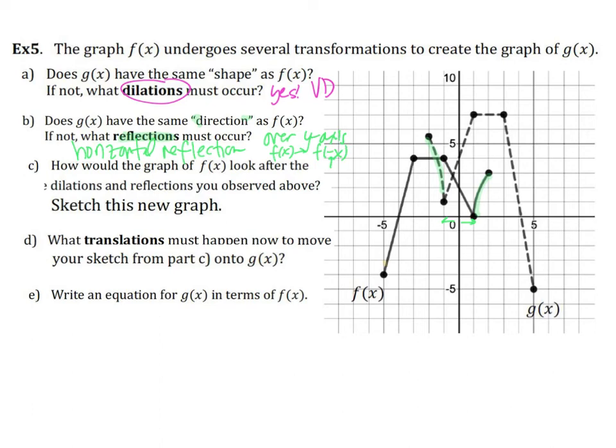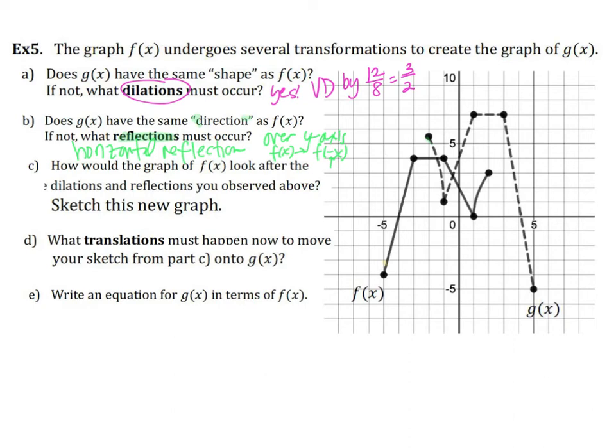Okay, and then letter C. Letter C says, how would the graph of f of x look after the dilations and reflections you observed above? So we're going to try to sketch the graph with this reflection and with the dilation. You should pause and try it on your own, and then unpause and see how you did. Okay, if you're not sure, you can just follow along with me.